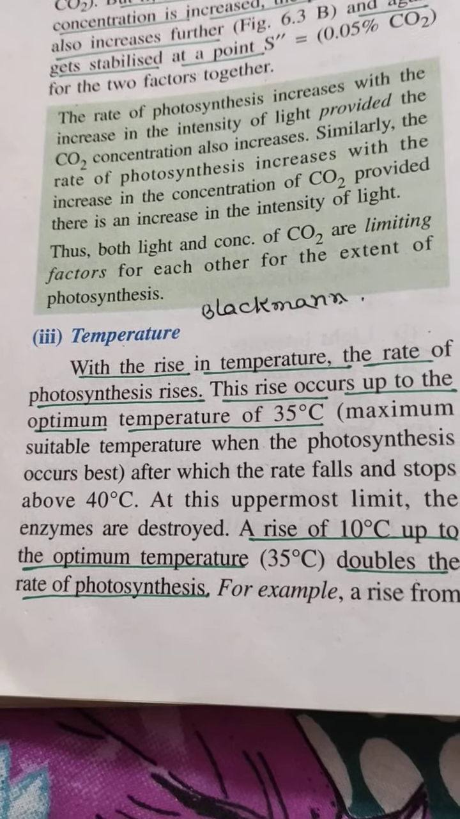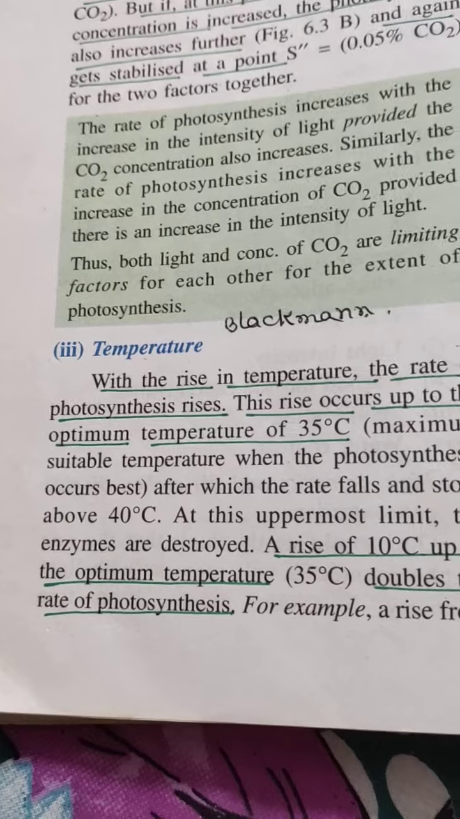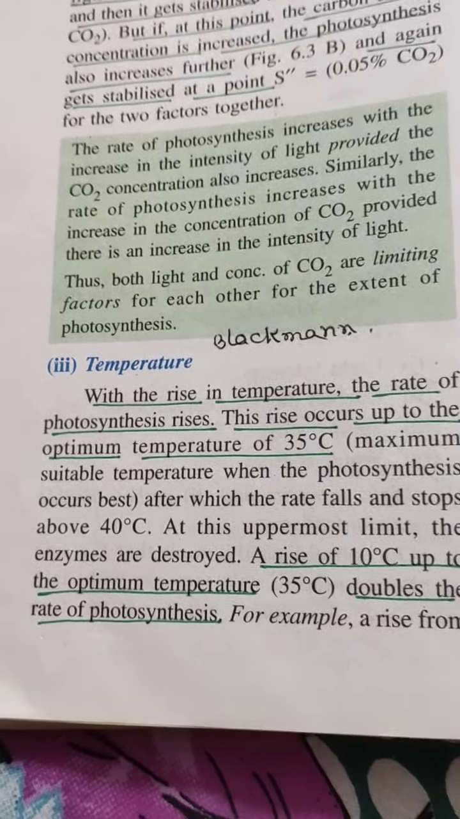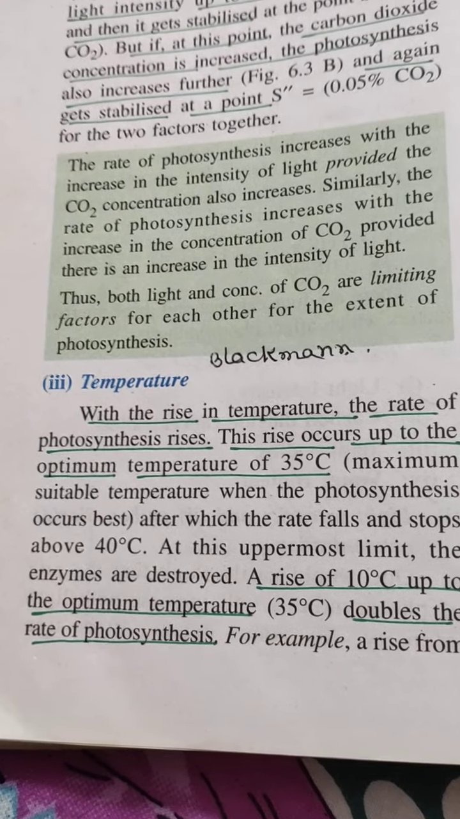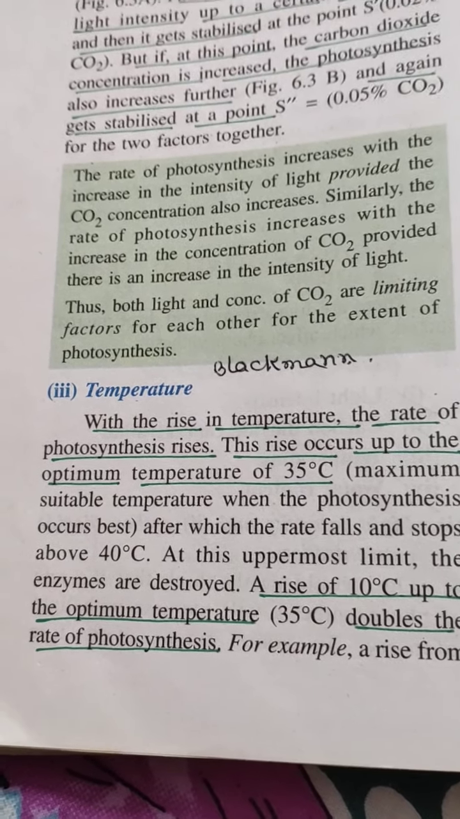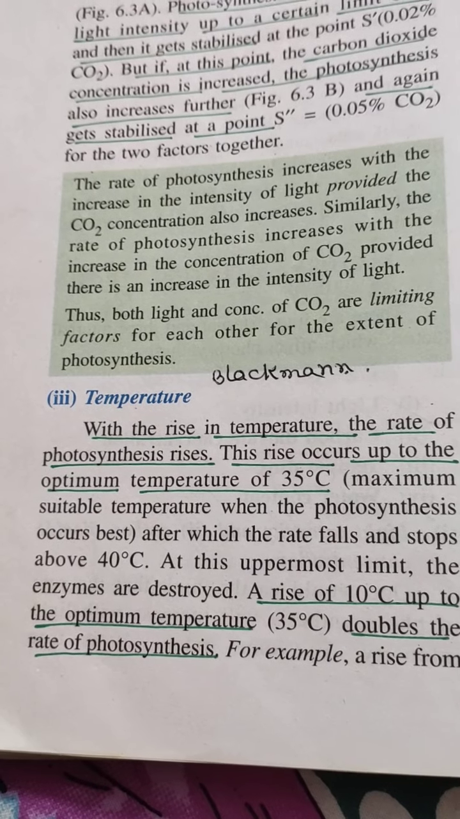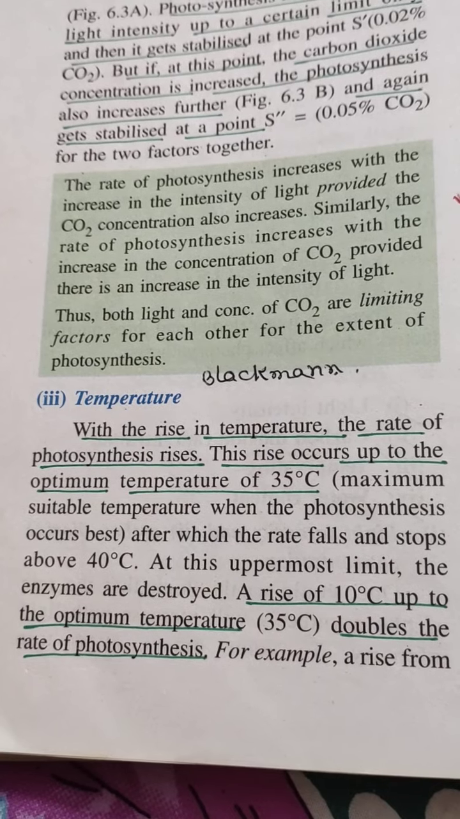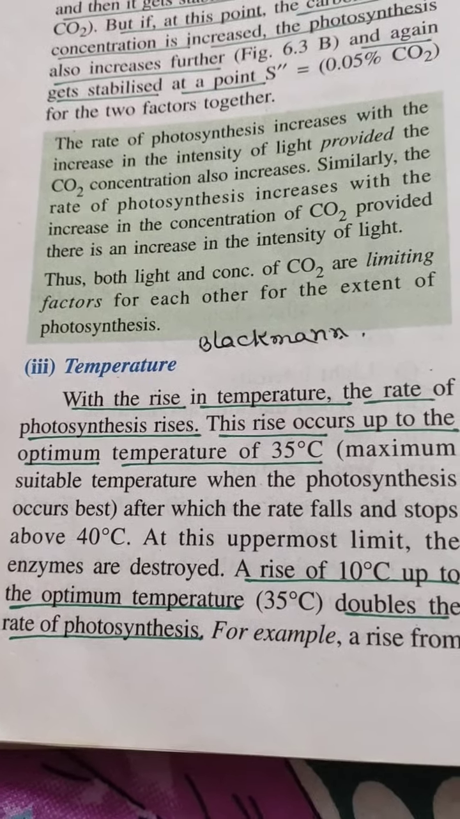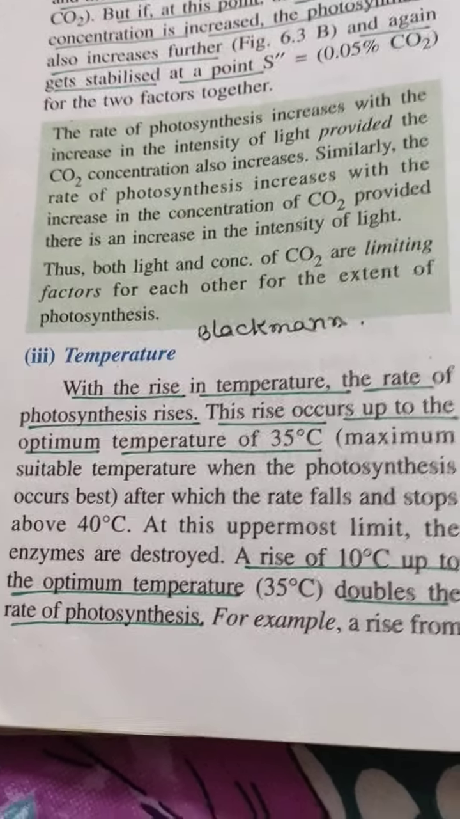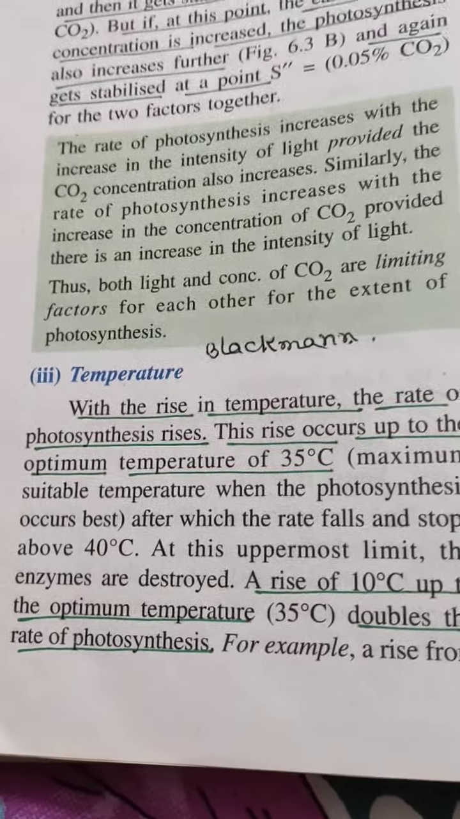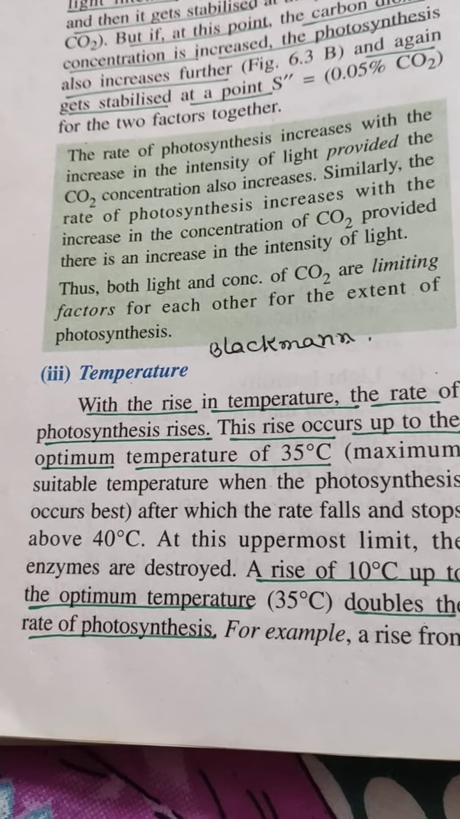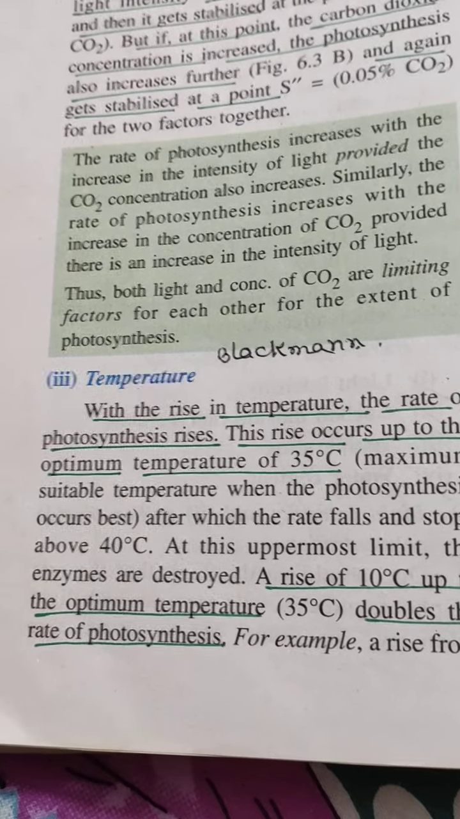The rate will fall after that, because for photosynthesis there are many enzymes involved, and enzymes are protein in nature, and they always require a proper amount of temperature. Otherwise, protein has a characteristic that at a very high temperature it will be disintegrated, it will be denatured. So after 40 degrees centigrade, the enzymes are getting denatured, and that is why these enzymes cannot work and the rate will fall. Clear?